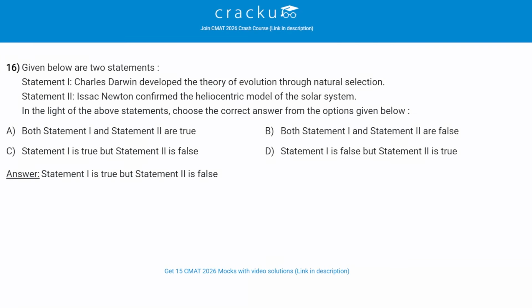Given below are two statements. Statement 1: Charles Darwin developed the theory of evolution through natural selection. This is correct. Statement 2: Isaac Newton confirmed the heliocentric model of the solar system. This is wrong. It's not Isaac Newton, it is scientist Galileo Galilei. So statement 1 is true, statement 2 is false. So the correct answer is option C.